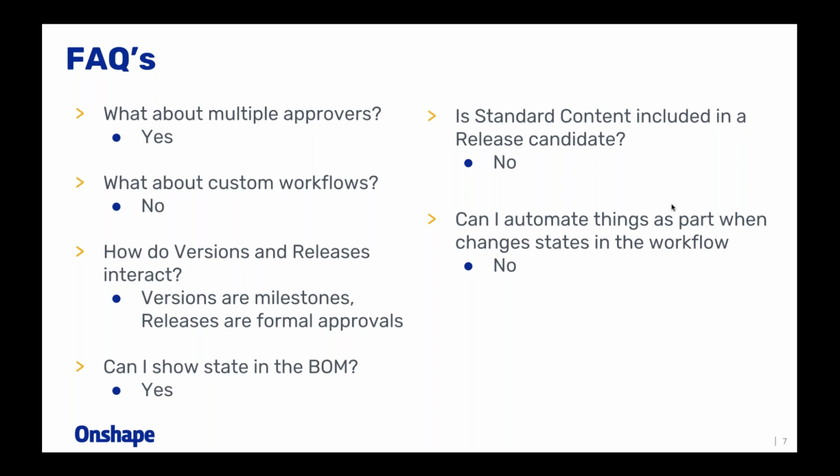The other question I get asked often is, how do versions and releases interact, right? We can still create versions, and how do versions and releases interact? I think the simple explanation is versions are milestones in the design. Think of any scenario where you may want to remember this moment in your design. That could be used as a version. Releases are really about formal approvals and moving the design forward to a state that is meant to signify something, right? So just keep in mind, versions are absolutely useful as milestones that you may want to come back to.